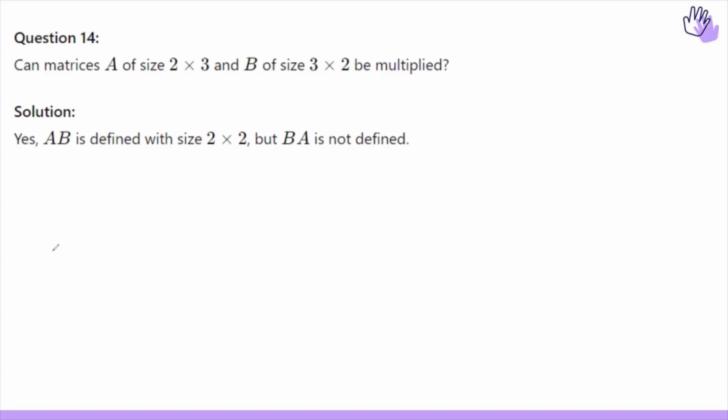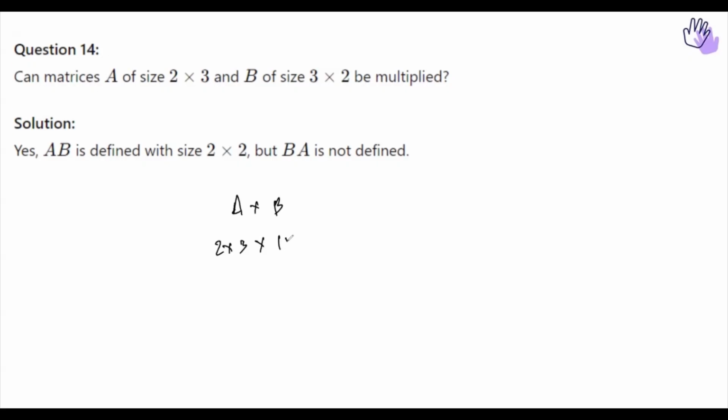And now if you multiply A times B, that is 2 by 3 multiplied by 3 by 2, these two inner numbers get cancelled. You can just remember it like this, and the outer numbers will be left out. So this will be the new order, the size of the product matrix. That is how you find AB. So AB is fine.